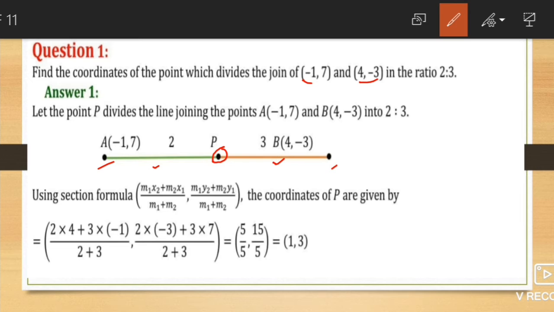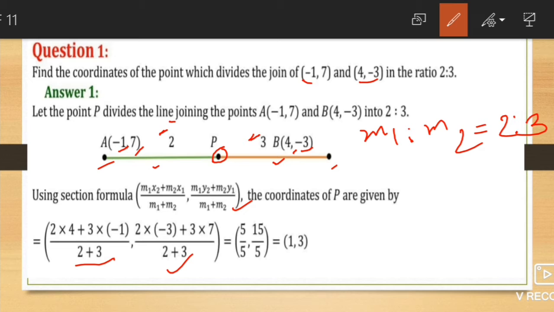Now what will be the coordinates of P? So now I can use the section formula. In place of m1 is to m2, it is given as 2:3, and the coordinates of points A and B are given. So I am using the section formula. The coordinates of P will be, for the x coordinate, (2 into 4 plus 3 into minus 1) by (2 plus 3). Again for the y coordinate, (2 into minus 3 plus 3 into 7) by (2 plus 3).